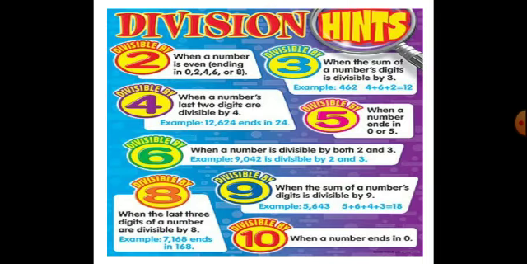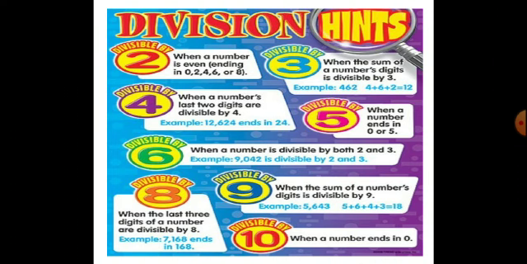Let's discuss these divisibility rules again with the help of some examples. The number is divisible by 2 when a number is even in one's place. Even means 0, 2, 4, 6 or 8. When the sum of the number's digits is divisible by 3, the number will be divisible by 3. For example, in 462, 4 plus 6 plus 2 equals 12, and 12 comes under the table of 3. 3 4s are 12. That means this number 462 will be divisible by 3.